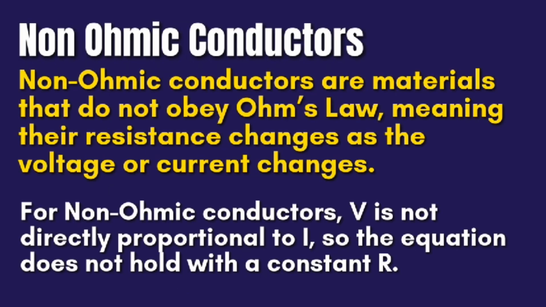Next is non-ohmic conductors that do not follow Ohm's law. So let's define it. Non-ohmic conductors are the materials that do not obey Ohm's law, meaning their resistance changes as the voltage or current changes. As we know that for non-ohmic conductors, V is not directly proportional to I, so the equation V = IR does not hold with a constant R.